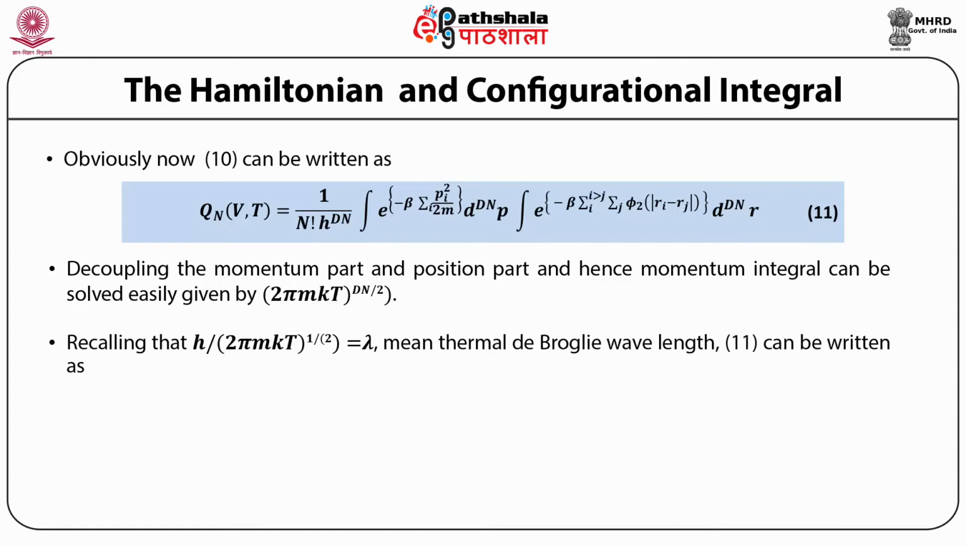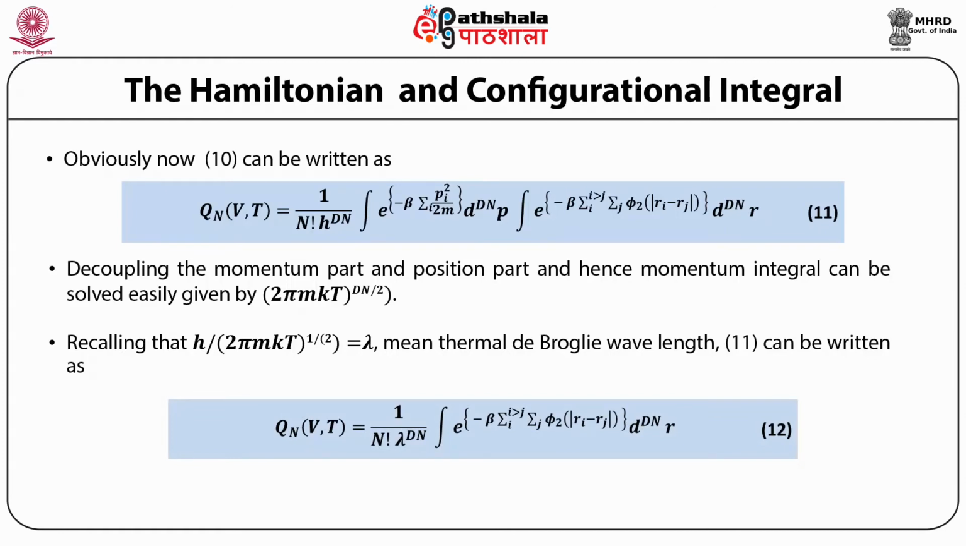Recalling that h upon 2 pi m kT raised to power half is equal to lambda, the mean thermal de Broglie wavelength, 11 can be written as Qn as a function of V and T is equal to 1 upon n factorial lambda raised to power dn, integral over e raised to power minus beta summation over i greater than j, summation over j, phi 2 as a function of modulus of Ri minus Rj d^dn r.